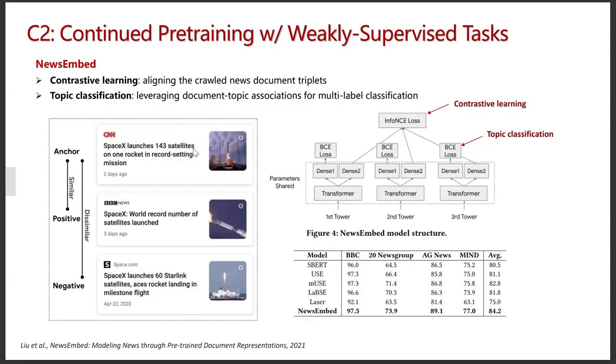And the second work is about how to build a news embedding. And it has been published in KDD in 2021. And there are two main pretraining tasks. The first one is also contrastive learning. However, the second one is about topic classification. We can say in their model, there are two supervised signals. The first one is the info NCE loss for contrastive learning. And also there is another one for topic classification. And they use the multi-label classification loss here. That is BCE loss. And they have evaluated the performance after adding BCE loss. There are some additional improvements.